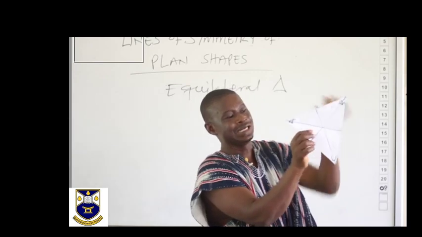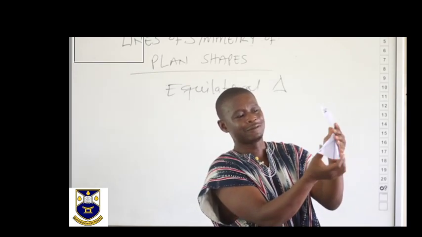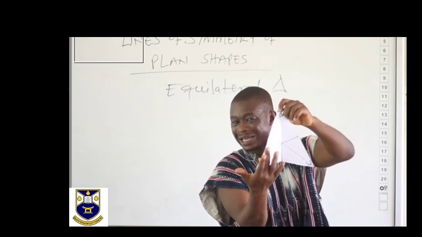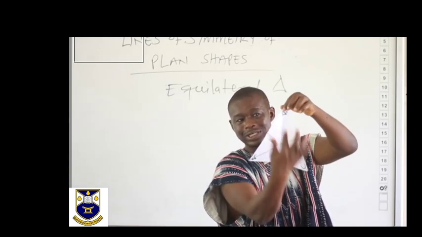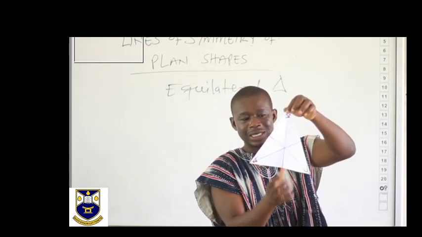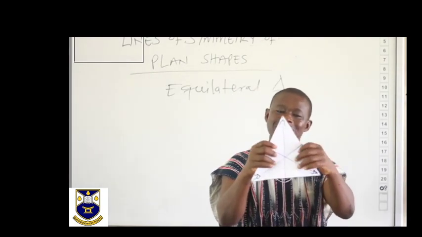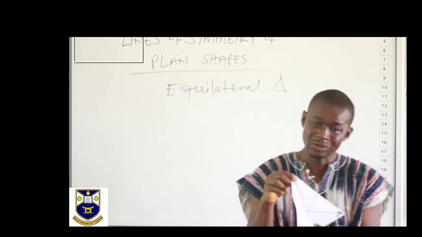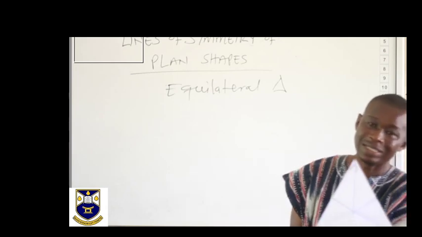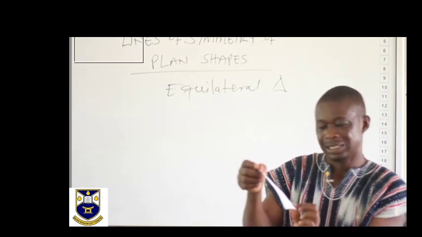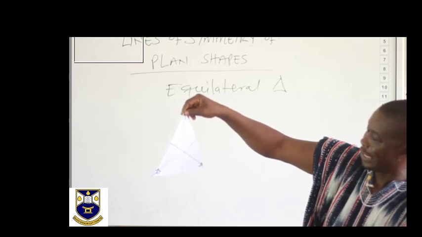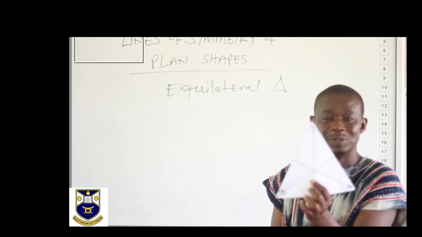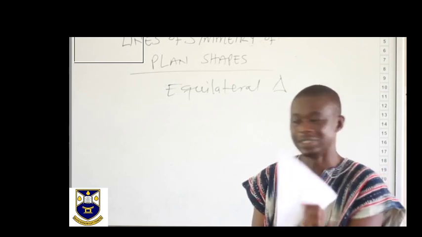Now let me turn it this way. If I fold it from this side and I open it, you could see that what we have here is identical to what we have here. So this is another line of symmetry. If I fold it from this angle too, we achieve the same thing. So in short, you could see that an equilateral triangle has 3 lines of symmetry. 3 lines of symmetry. Very good.